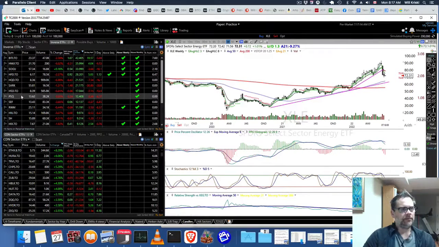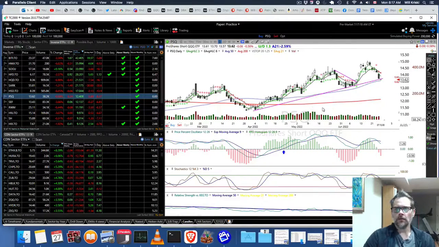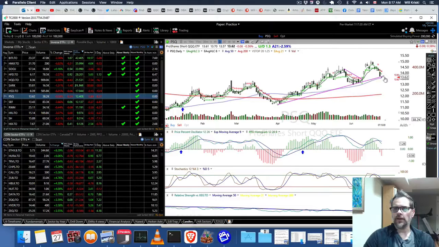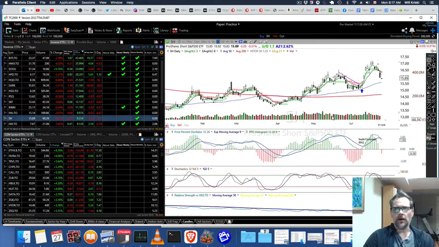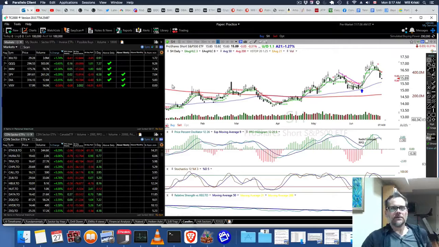So you do have inverse of the indices. We've pulled back to the 50-day, so there might be a bounce off of that with a continuing uptrend in NASDAQ and the S&P 500, stuff like that. So it's quite up and down. Obviously it's not a great time with the volatility, but okay, that's it for today.